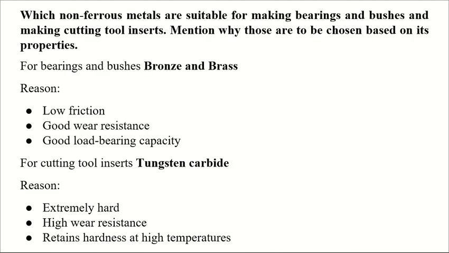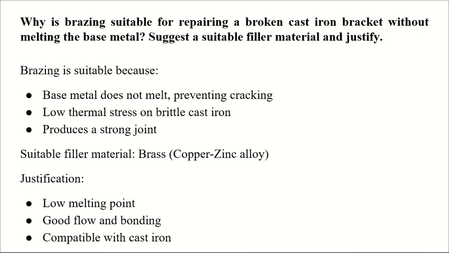Which non-ferrous metals are suitable for making bearings and bushes and making cutting tool inserts? Mention why those are to be chosen based on their properties. For bearings and bushes, bronze and brass materials can be used. Reasons: low friction, good wear resistance, good load bearing capacity. For cutting tools, tungsten carbide should be used. Reasons: it is extremely hard, has high wear resistance, retains hardness at high temperatures.